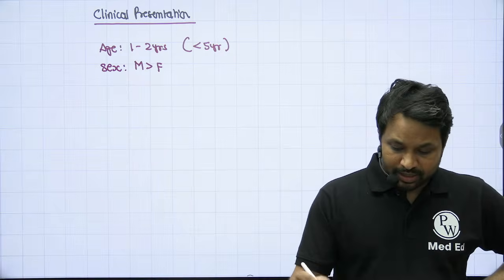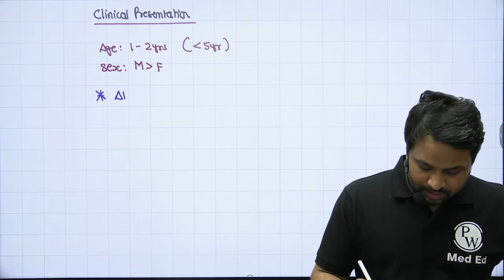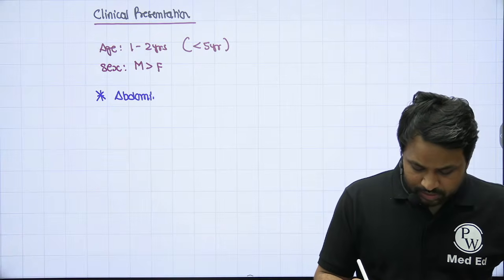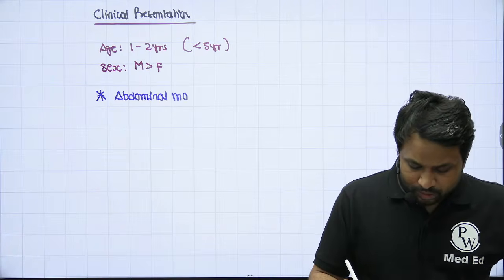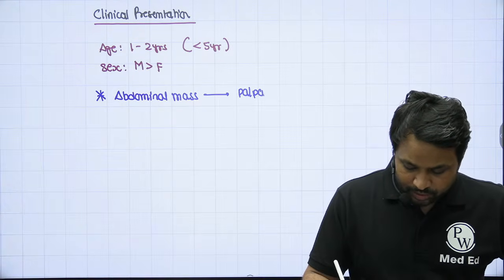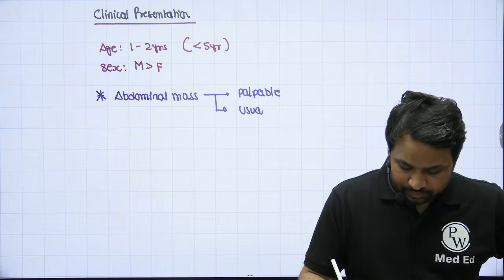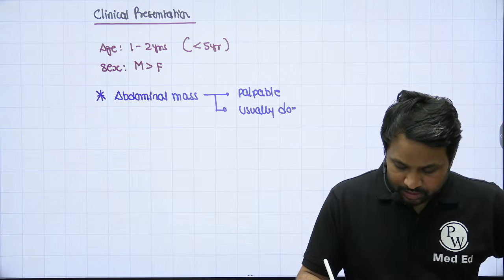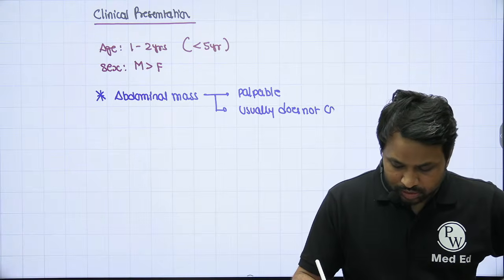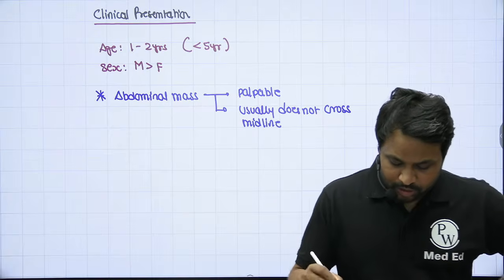How does a mother recognize the patient has a problem? It will present to you as an abdominal mass. Now this abdominal mass is going to be palpable, and this usually does not cross the midline. Now, what do you mean by that? It usually does not cross midline?